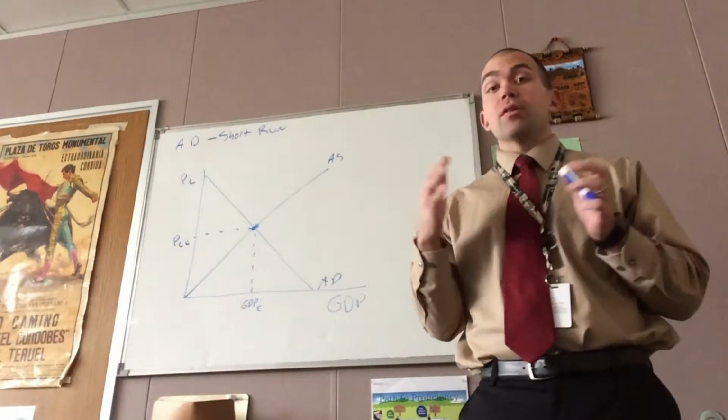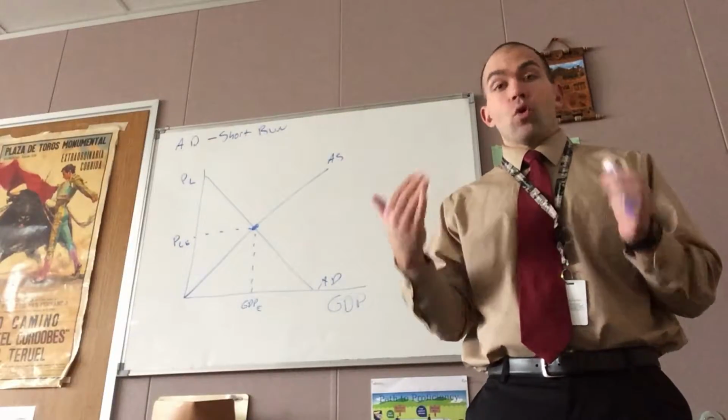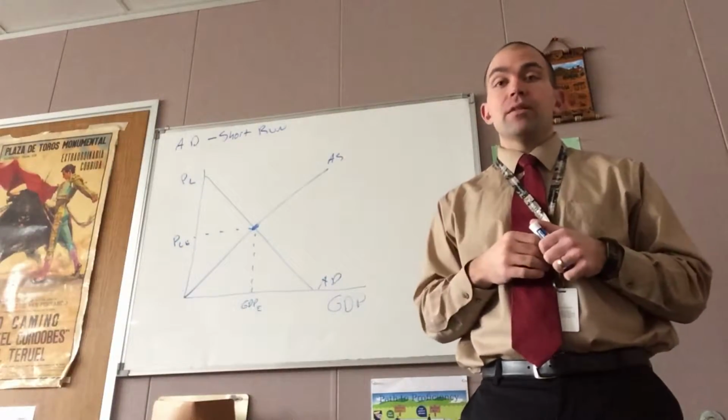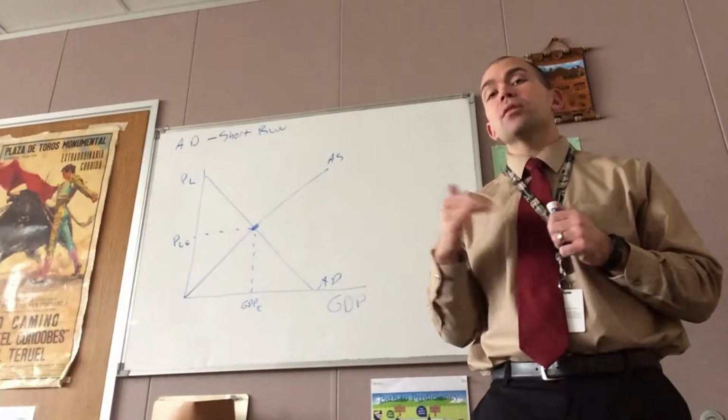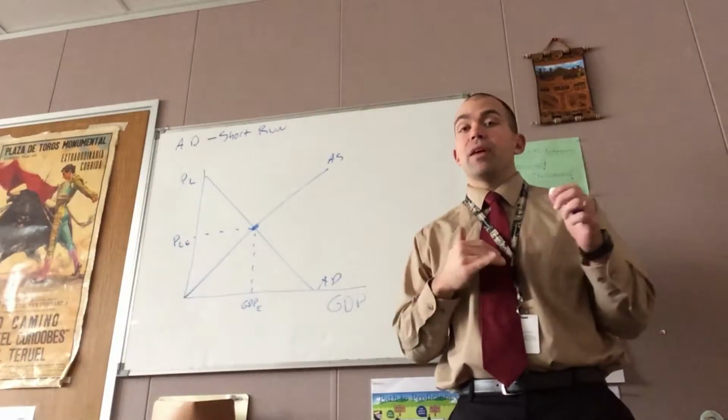Now there are some differences from microeconomics, where we look at, for example, the supply and demand for oranges, and equilibrium price, equilibrium quantity. A little different, but I'm not going to focus on that in this video. I'm just going to talk about the short run and the shifters.